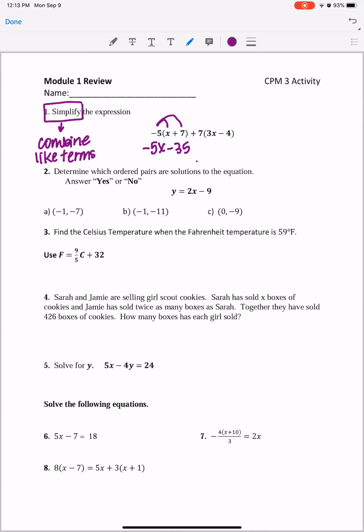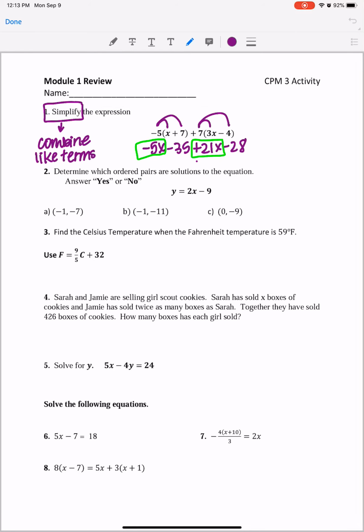Go to the 7, do the same thing. 7 times 3x gives me a positive 21x. 7 times a negative 4 is a negative 28. So, after we distribute, now combine your like terms. Start with your first one. We got a negative 5x, and keep that sign in front. And we need to combine that with this other x, which is a positive 21x.